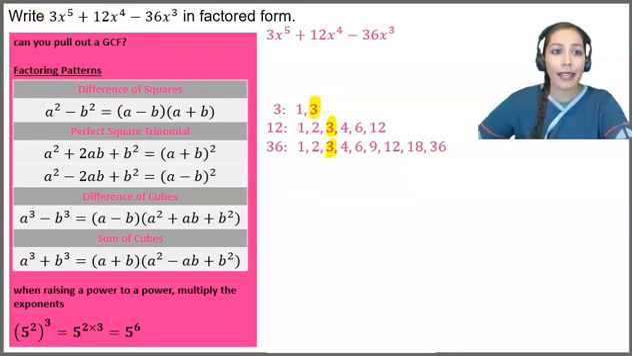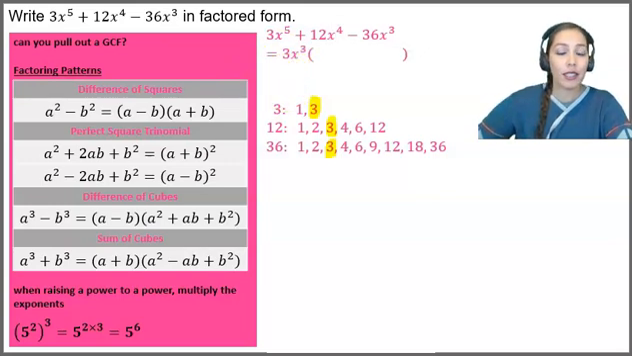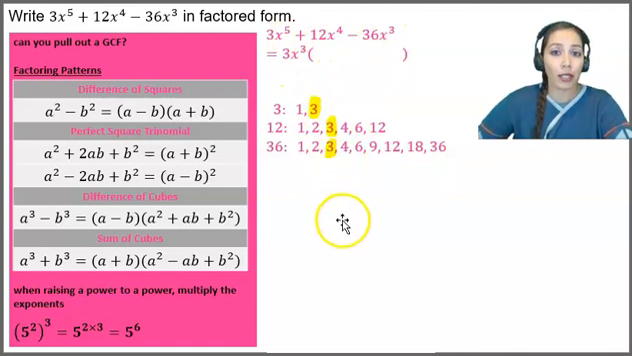But now let's look at the variables. I have x to the fifth, x to the fourth, and x cubed. That means I have 5 x's, 4 x's, and 3 x's. What's the most I can pull out of all 3 of these? Well, they all have at least 3 x's, so I'm going to be pulling a 3 out and an x cubed. So you can see that's what I did here in my next step. I pulled the 3 out because that's the number we pulled out of all 3 numbers, and then I pulled x cubed because that was the biggest variable I could pull out of all 3 terms.